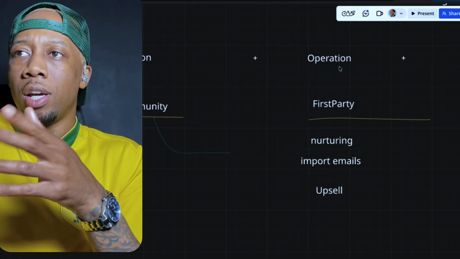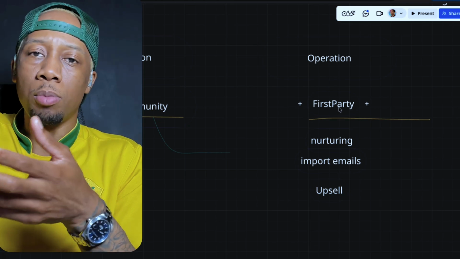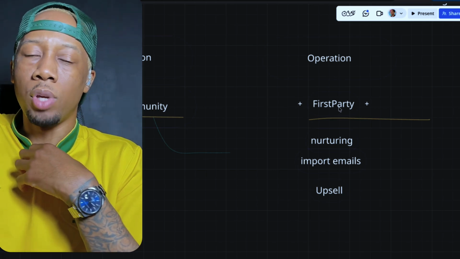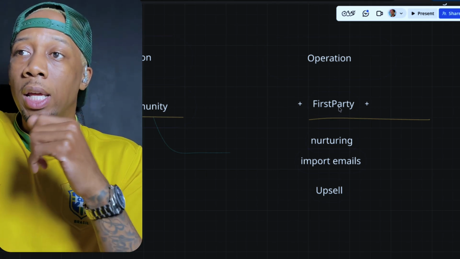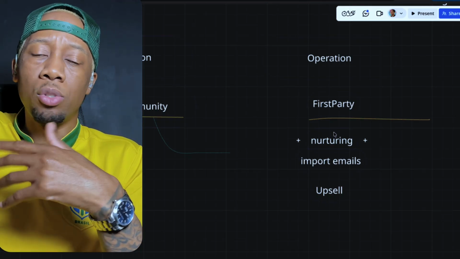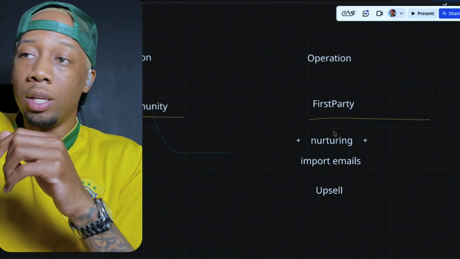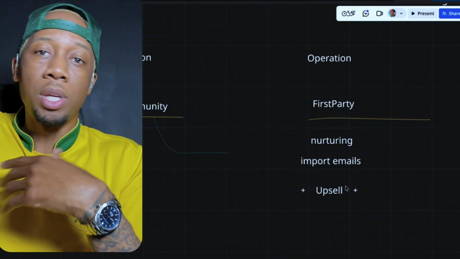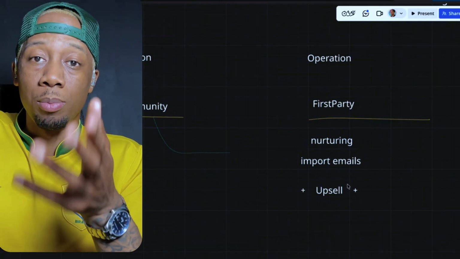If you look on this side, we've got the operational side, which is First Party. This is my software that I've built, okay, specifically for people like you. Now, this is where you're going to do all your nurturing. You're going to import your emails or just have them automatically updated, and it's where you could do your upsell and sell more digital products that are not subscriptions.